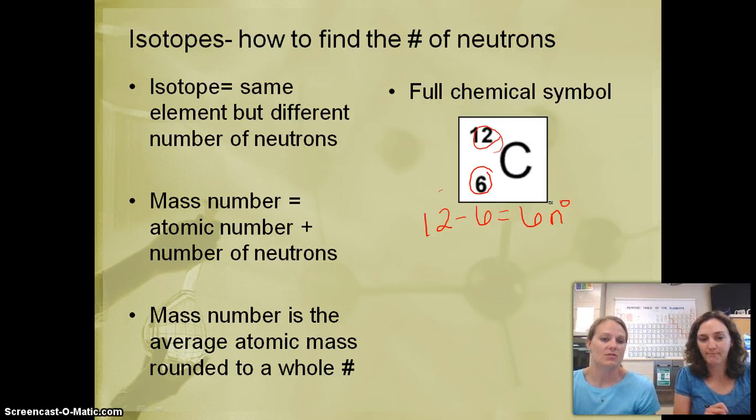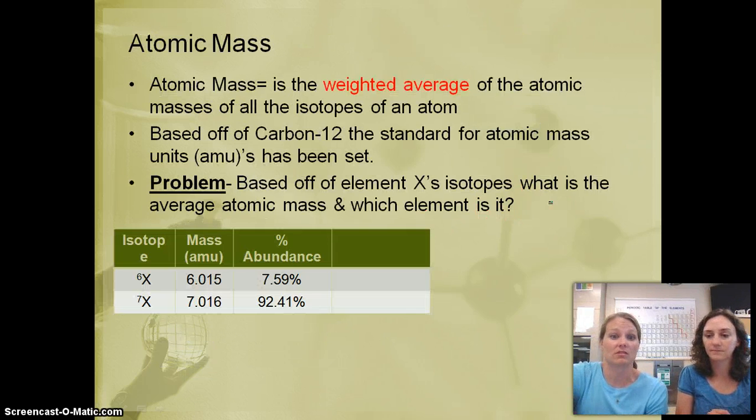Pretty easy maths. So the mass number is the average atomic mass rounded to the whole number. So that's where we got our 12. Looking at your mass averages off of your periodic table, that's where you get those big decimal numbers, right? Yes. So we've got some averages that we have to deal with. Let's go and work on a few of those, huh?